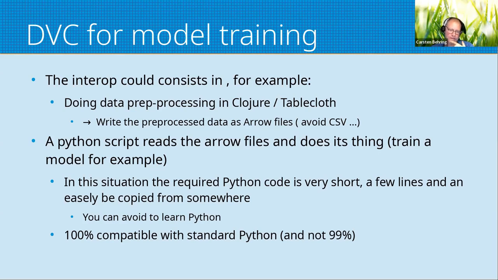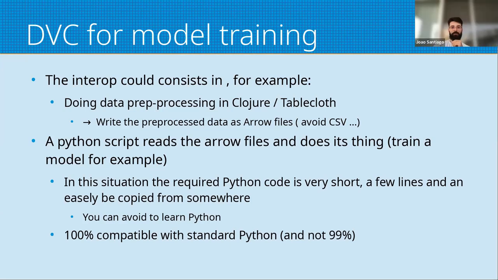In this situation, the required Python code at the end will be very short. So this is as well something for Clojure developers who don't want to learn Python or who prefer Clojure. It can be a few lines, probably copied from somewhere, because if you look for any example of how to do a certain model training in Python, these few lines you need to put in this file will always be there. So there's a lot of examples to reuse. So you can basically avoid learning Python if you don't want to. Carsten, this is 100%. Yes.